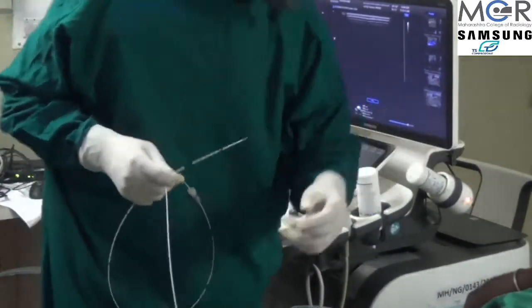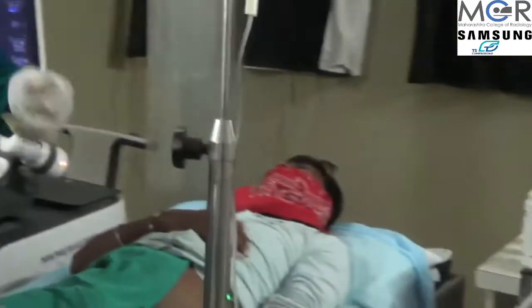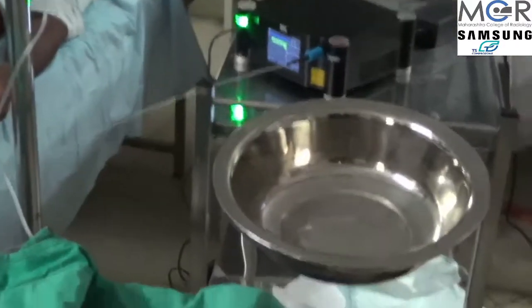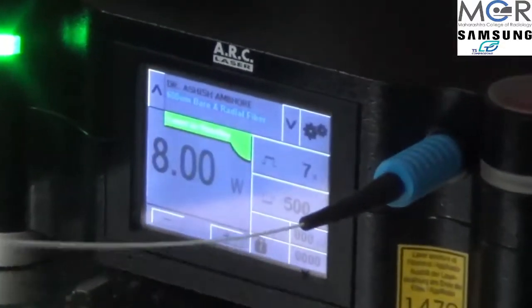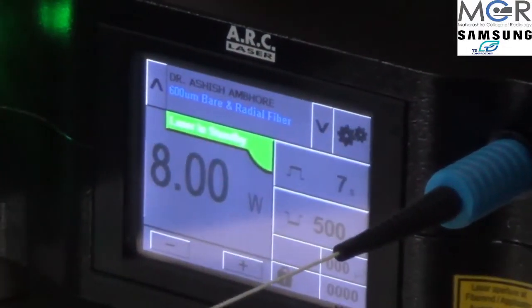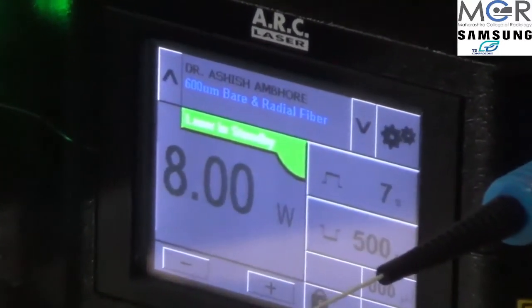So these are the laser settings. We can see there. We will be giving 8 watts of power for 7 seconds, and there will be a 500 milliseconds pause in between. Total energy which will be given will be seen below that. So we typically give 50 to 70 joules per centimeter for ablation of varicose veins.